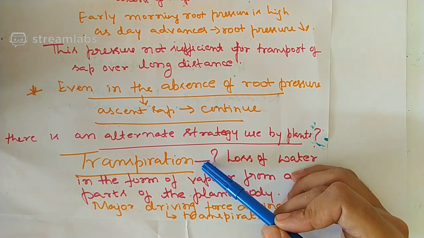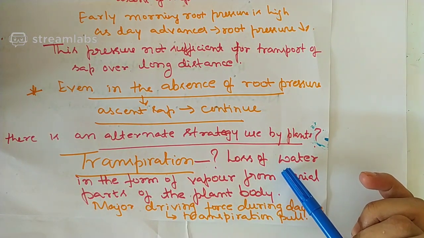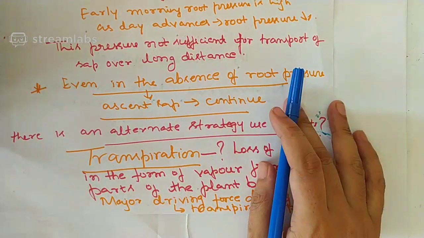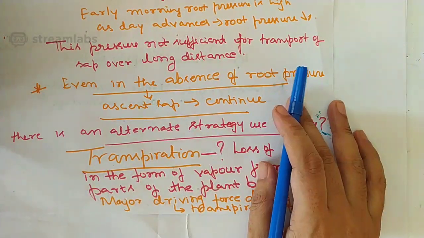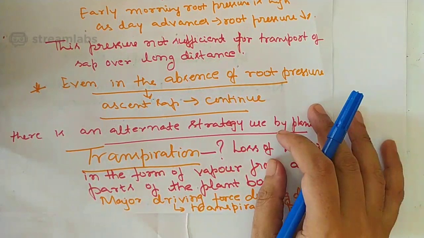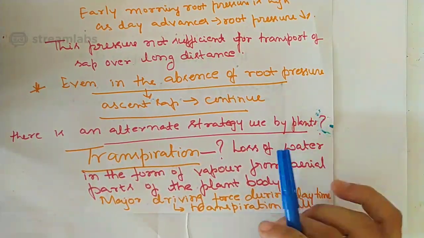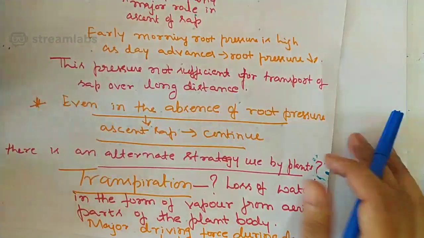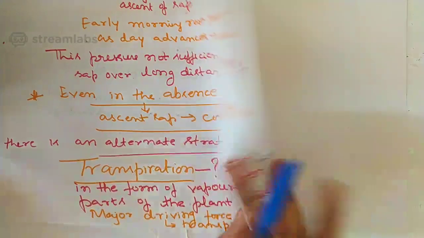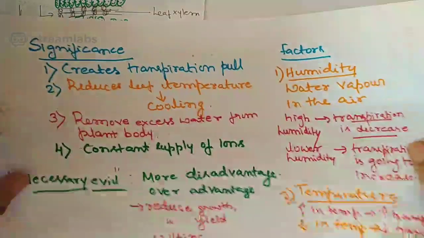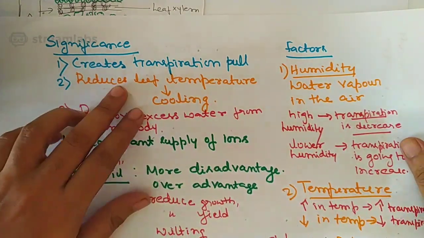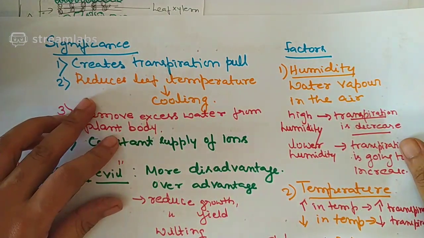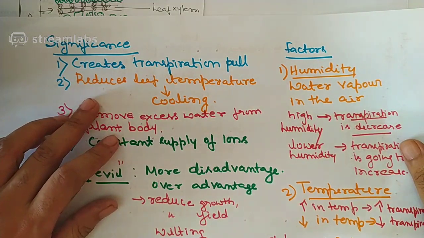So what is transpiration, students? It is loss of water in the form of vapor from the aerial parts of the plant body. So it may be through the leaves or any aerial part of the plant body, then that is called as transpiration. It is a major driving force during the daytime, and it results in transpiration pull. And we have studied about the significance of transpiration, that is, it creates a pull, that is called as transpiration pull. And I've told you, it reduces the leaf temperature.